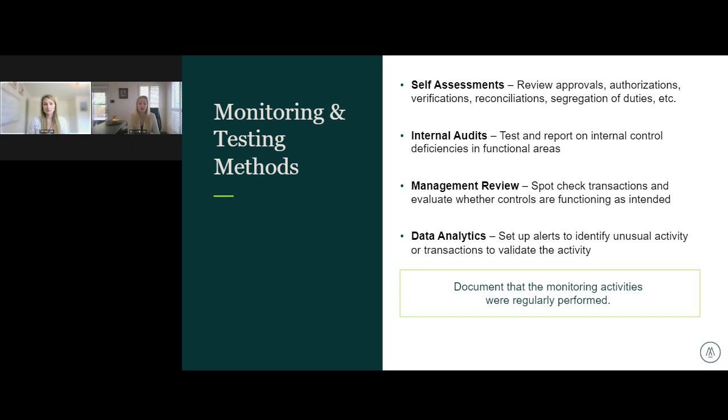So here are four really basic ones that you probably already can think of, but self-assessing is so important. And in a perfect world, you're going to be doing all four of these. And it really is something that is doable in every organization. So really encouraging team members and management to review those approvals, those authorizations, looking at reconciliations, those are so important. Like Tammy mentioned, internal audits, and you don't have to have an extensive internal audit for your entire year.